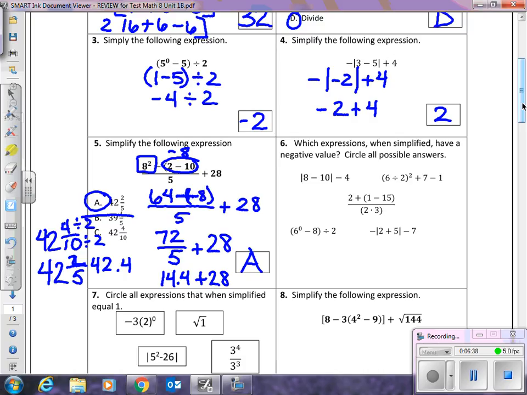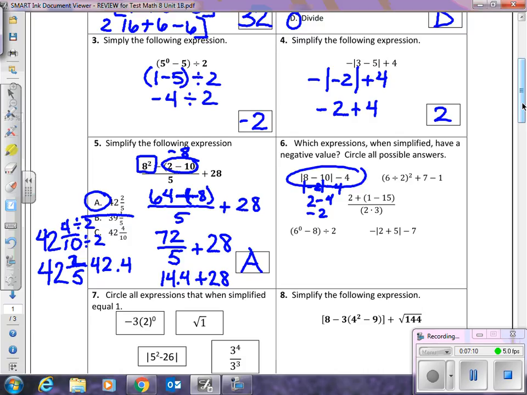All right, going to number 6, you have 5 different problems sitting in this one. You want to circle only the ones that have a negative answer. If it has a positive answer, we're not going to circle it. So we do have to work out all 5 of them to determine which ones are going to be circled. If we start with the top one, 8 minus 10 is in absolute value bars, so that's negative 2 in absolute value bars minus 4. The absolute value of negative 2 is positive 2, and 2 minus 4 is negative 2. So we should be circling this first one.